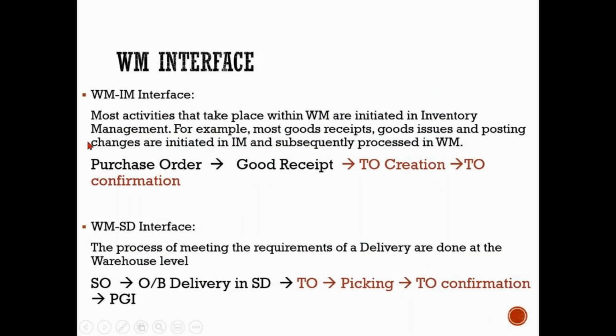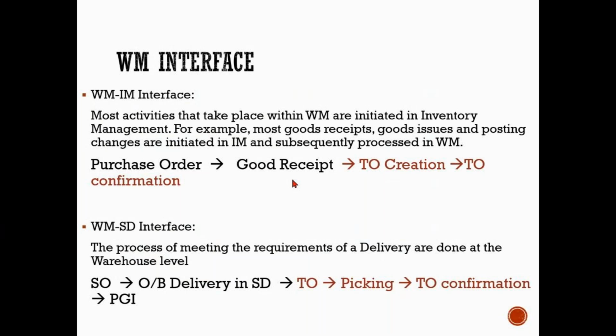Okay, a couple of interfaces, what I just told you. For the WM-IM interfaces, what happens first of all, we have a purchase order. Against the purchase order, we do a goods receipt. Once goods receipt is done, we create a transfer order and then we confirm the transfer order. What exactly is a transfer order?